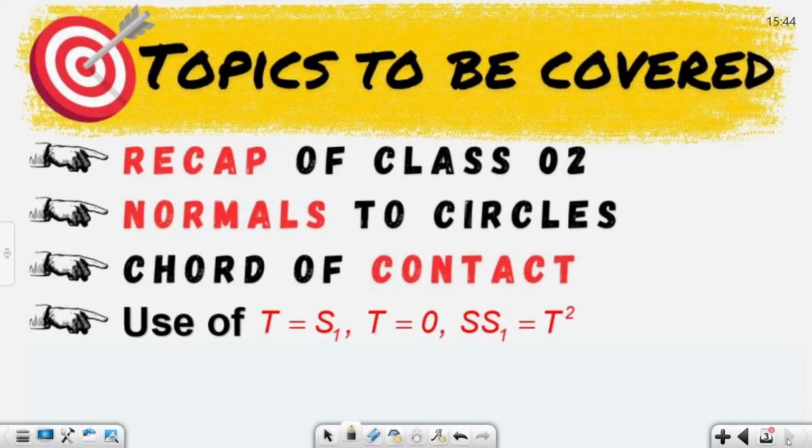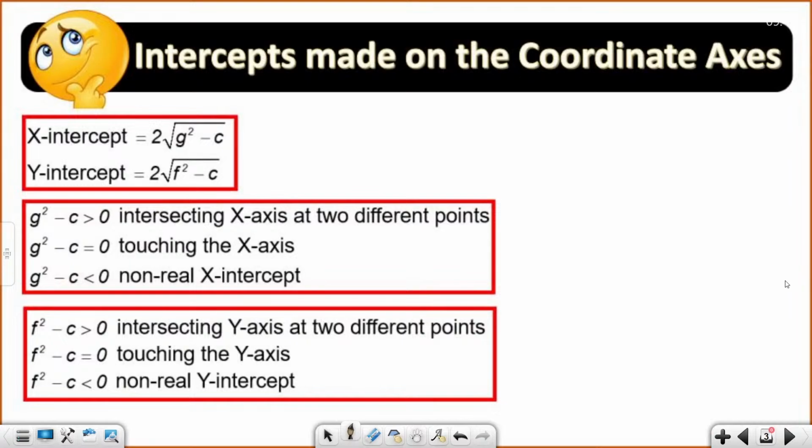Okay. So let me just give you a little glimpse of the previous class that we have done. Here we have done the intercepts made on the coordinate axis. I told you that all these things I have discussed in detail in the previous videos. Those who have not seen those lectures, you are advised to please see those lectures first and then come to this. So the x-intercept of the circle and the y-intercept of the circle are respectively 2 root over g square minus c and 2 root over f square minus c. Here we are actually considering the general equation of a circle.